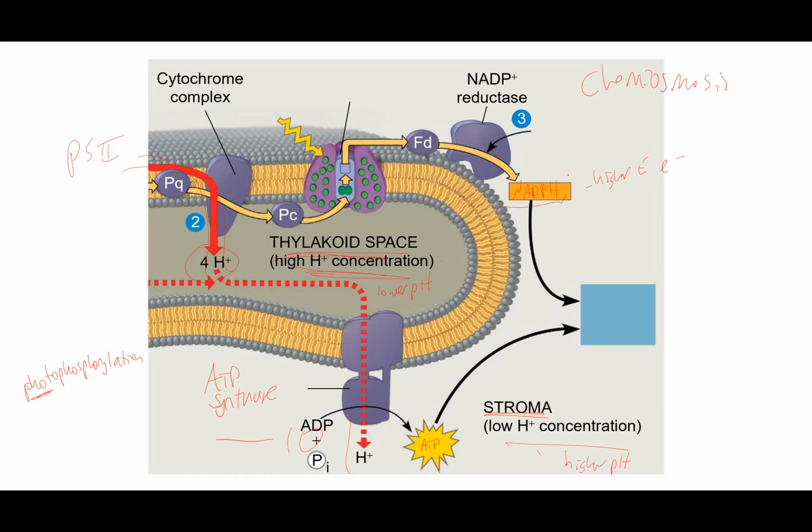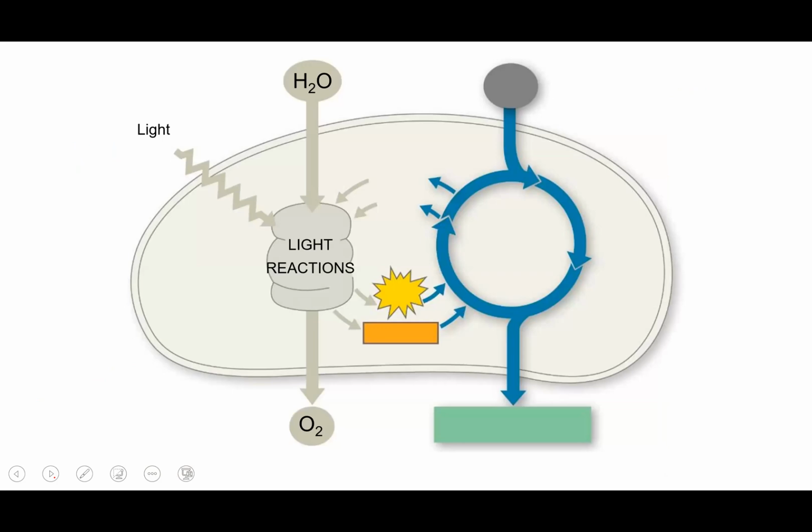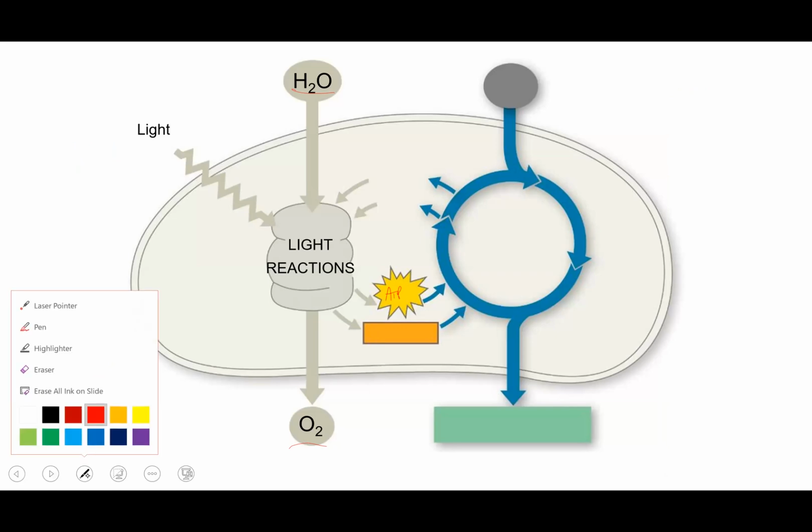All of these, our two main products, the ATP and the NADPH, are going to end up going on to the next set of reactions, which is the Calvin cycle, which we're gonna start, but I don't anticipate getting through. And that's okay. So light reactions, we take water, we make oxygen, we make ATP, and we make NADPH.